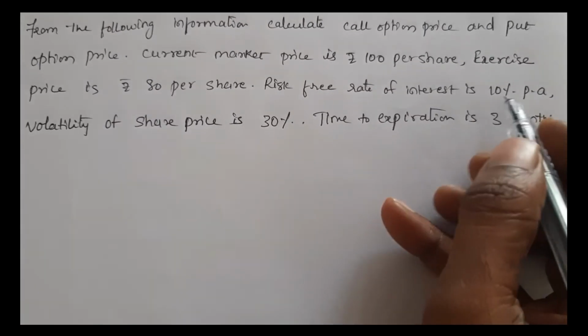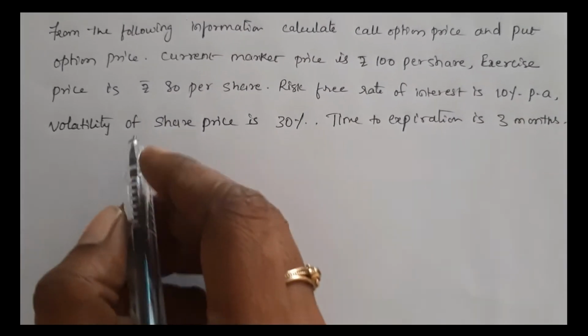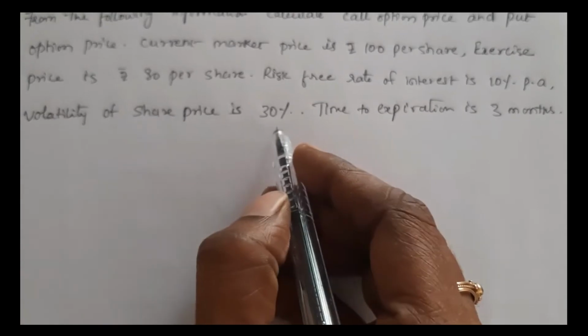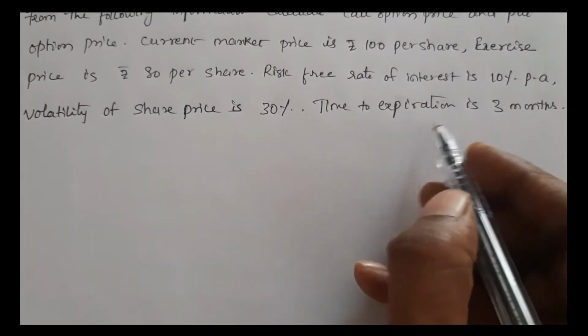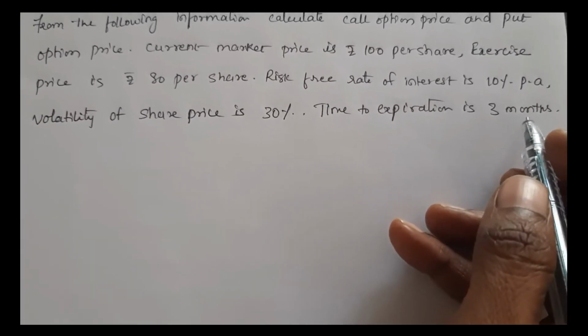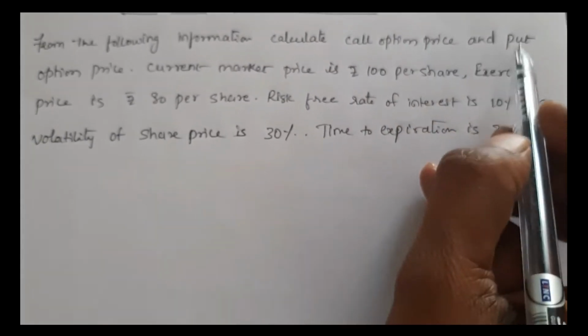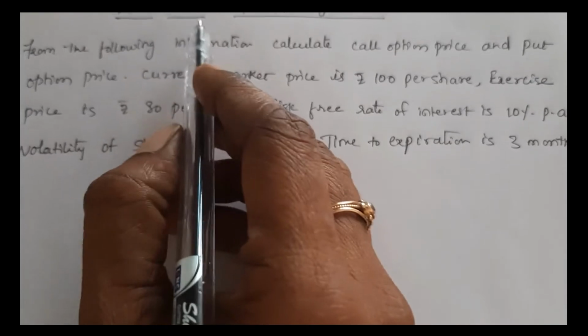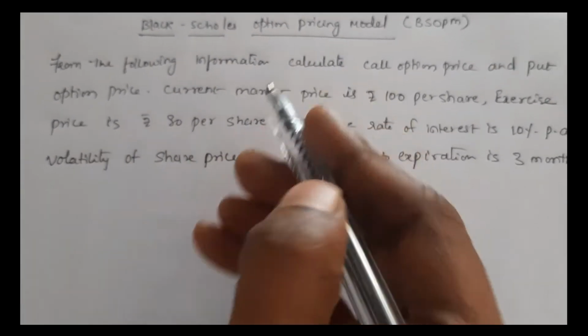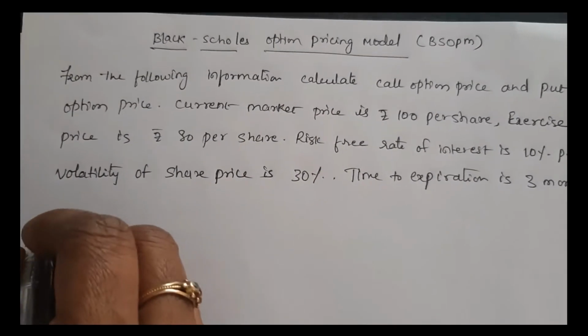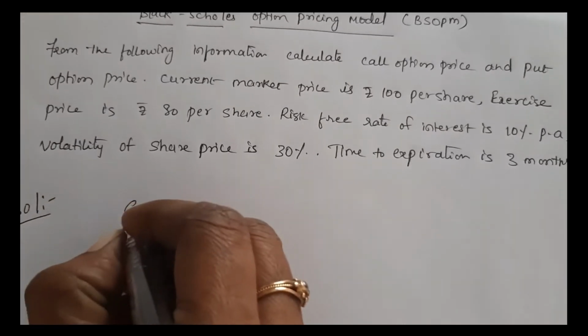Risk-free rate of interest is 10% per annum. Volatility of share price is 30%. Time to expiration is 3 months. So we need to calculate call option price and put option price using Black and Scholes option pricing model. So we'll see the solution now.